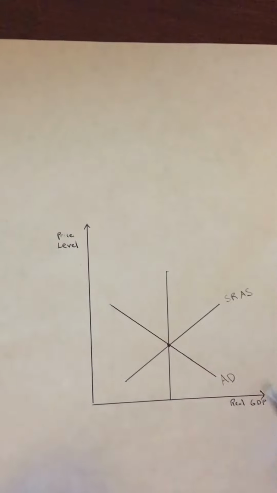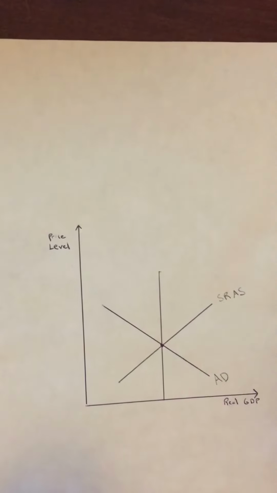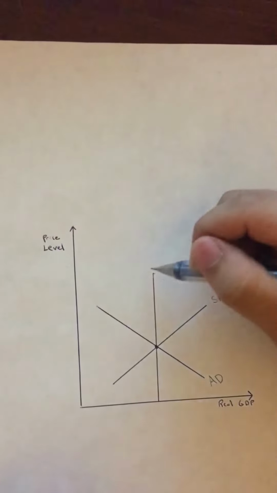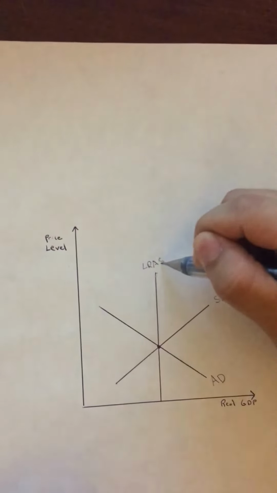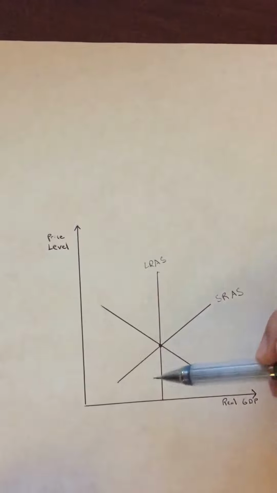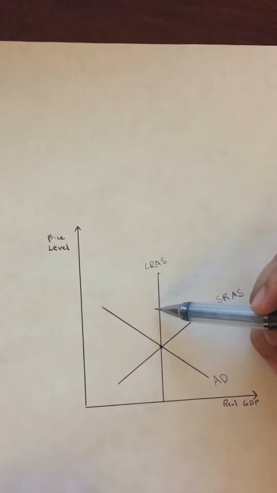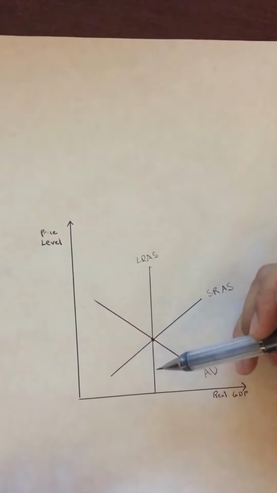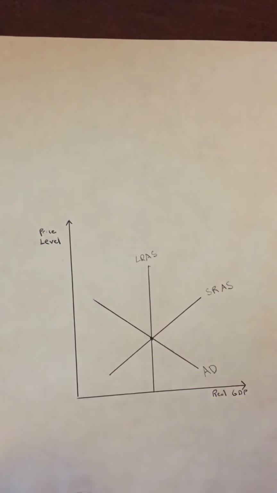Also in the long run, wages and resource prices do change at the same pace as price levels. Our last curve right here is a long run aggregate supply curve. It is important to know that the price level does not affect long run real production, so the LRAS is vertical. Now we know the graph, we can start the problem.